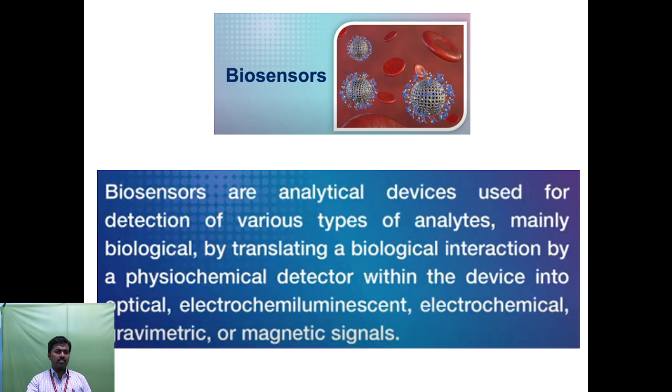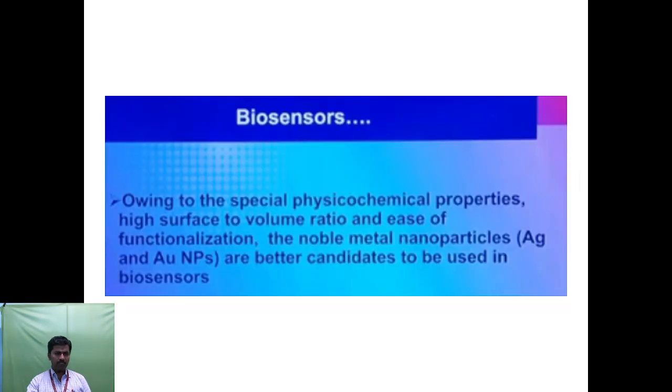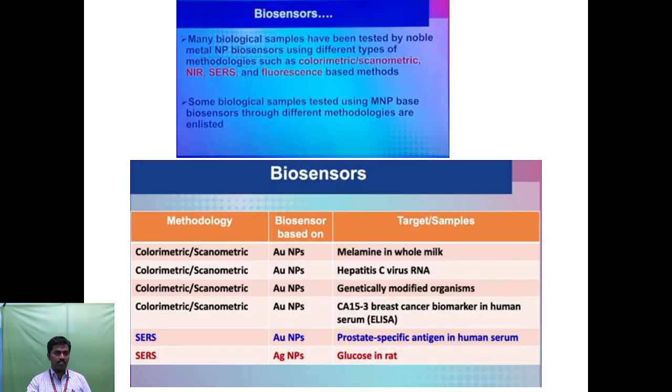The biosensors. Biosensors are analytical devices used for detection of various types of analytes, mainly biological, by translating a biological interaction by a physicochemical detector within the device into optical, electrochemiluminescence, electrochemical, gravimetric, or magnetic signals. Owing to their special physicochemical properties, high surface to volume ratio, and functionalization, noble metal nanoparticles are better candidates to be used in biosensors.